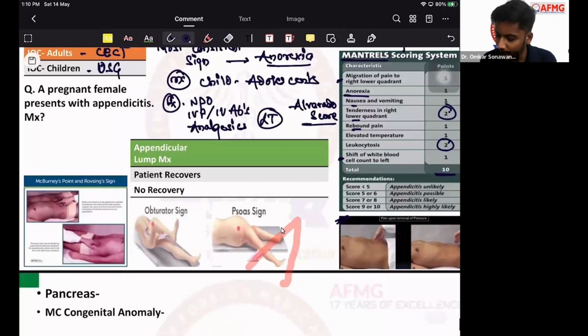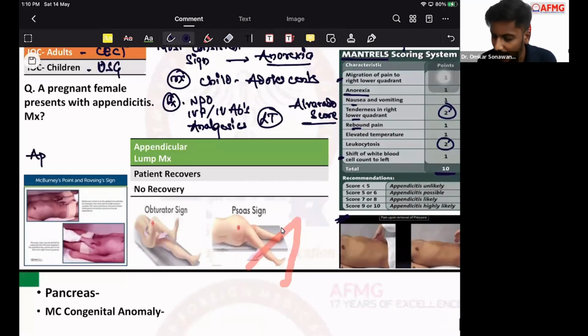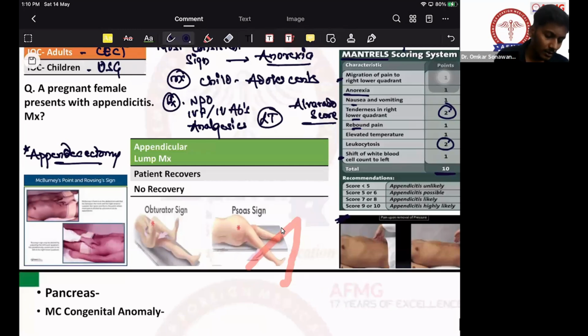So here, as I told you, it is appendicectomy. Please remember, it depends whether we can do a laparoscopic appendicectomy or an open appendicectomy. Usually, in cases of emergency, we prefer an open appendicectomy, because the complications are much lesser compared to laparoscopic. In cases of elective or interval appendicectomy, we can definitely prefer a laparoscopic one.